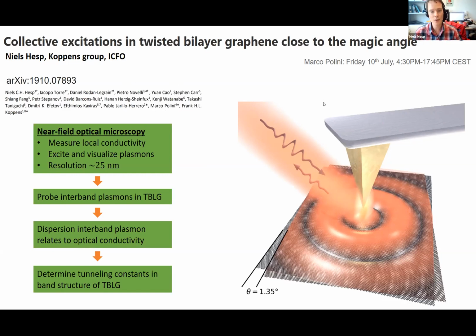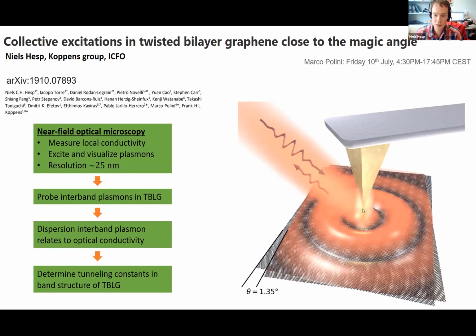So this near-field optical microscopy is a tool that allows us to measure the optical conductivity at a scale beyond the diffraction limit. In this case, it's limited to about 20 nanometers, depending on how sharp your tip is. What we do is, we have a very sharp AFM tip that is metallized, and we can focus an infrared beam on top of this. And because the tip is metallized, this will create a hotspot of light right underneath the tip. If we scan over our sample, we can measure locally the optical conductivity.